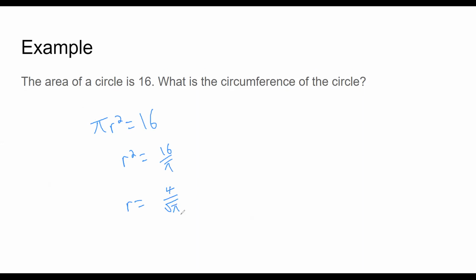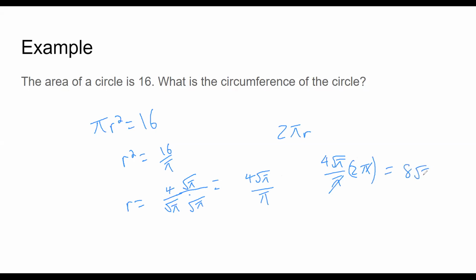But we don't like having radicals or square roots in the denominator, so we rationalize this by multiplying the top and bottom by the square root of pi. So then we get 4 root pi over pi. If we want the circumference, that's 2 times pi times the radius. So we multiply this 4 root pi over pi by 2 and then by pi. We cancel out the pi's and we get the circumference would be 8 root pi.